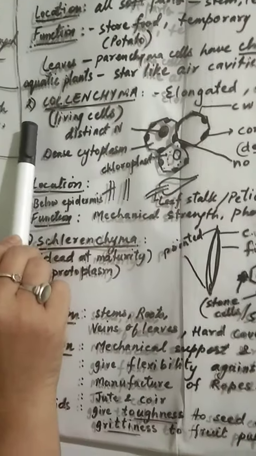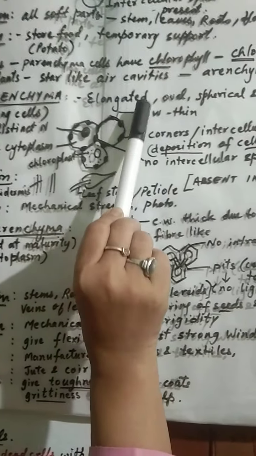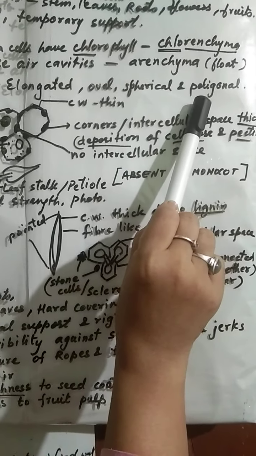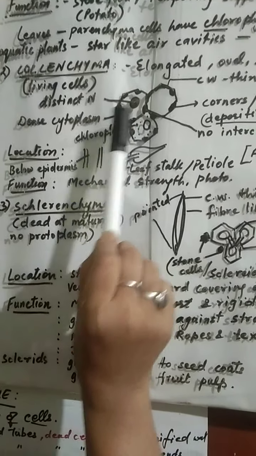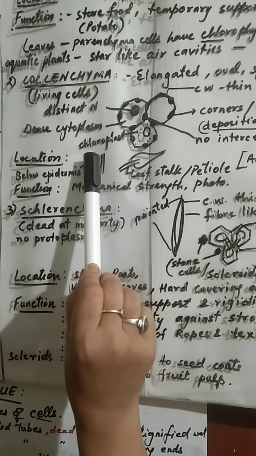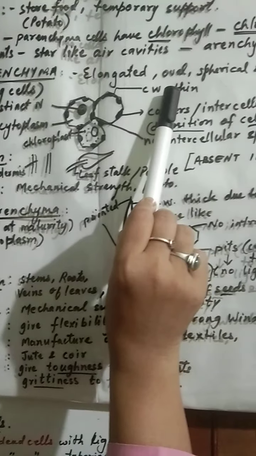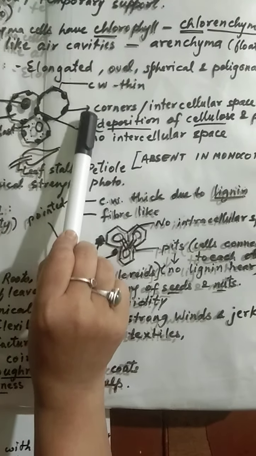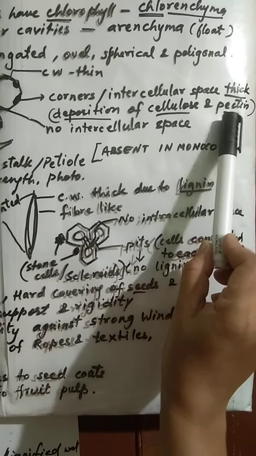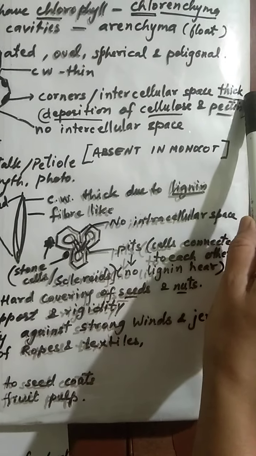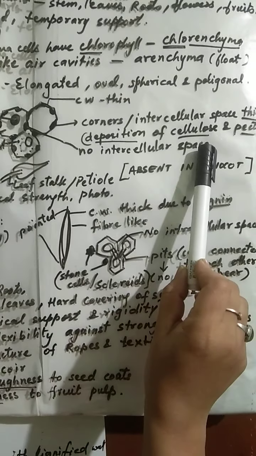The second simple tissue is collenchyma. These collenchyma cells are generally elongated, oval, spherical or polygonal. This is the collenchyma cells. They have a distinct nucleus. They have dense cytoplasm. They have many chloroplasts, as you can see. The cell wall is thin in them. They are identified by the corners because they have deposition of cellulose or pectin, due to which the corners become thick, and that's the reason intercellular spaces are absent in them.